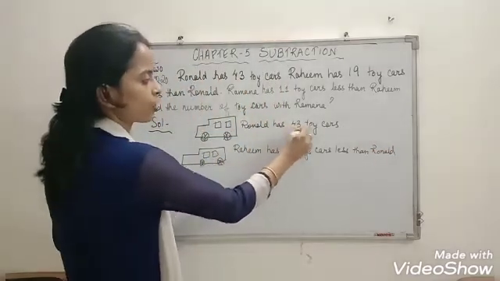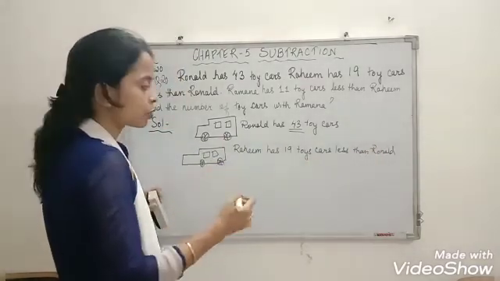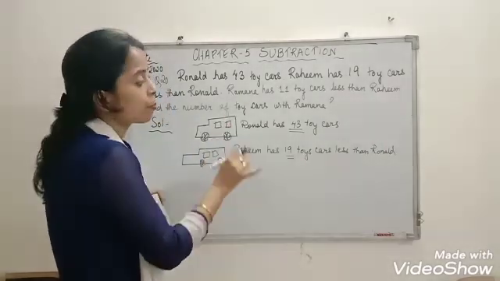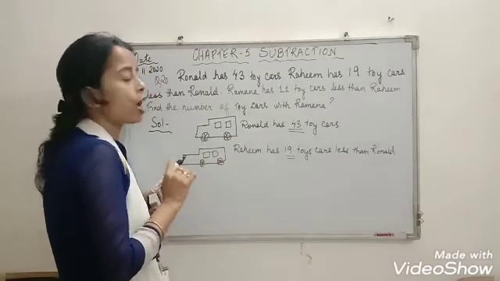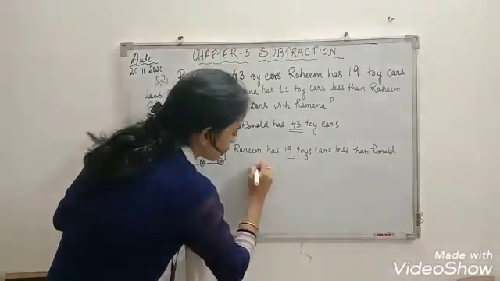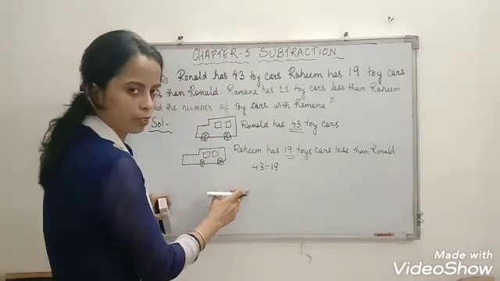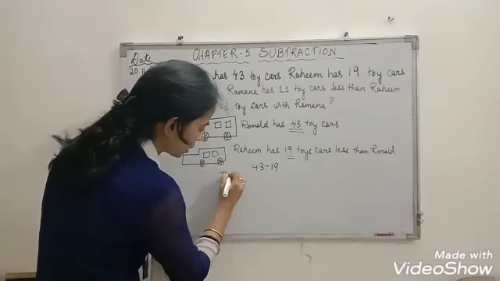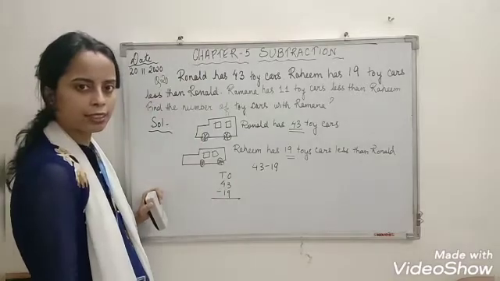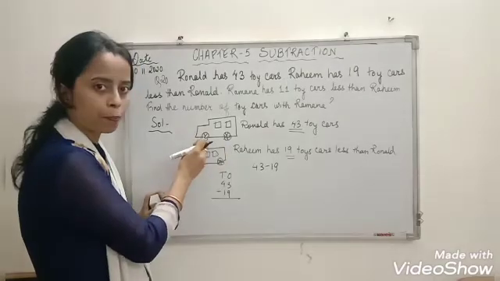Ronald has how many toy cars? 43. Rahim has 19 toy cars less than Ronald. That means what? Rahim has how many toy cars less than Ronald? 19. Now what you have to find out? How many toy cars are there with Rahim? So how are you going to find out? 19 toy cars less than Ronald means 43 minus 19. We have to do subtraction. So when we do subtraction, 43 minus 19, we will get the answer. What answer? Number of toy cars with Rahim.